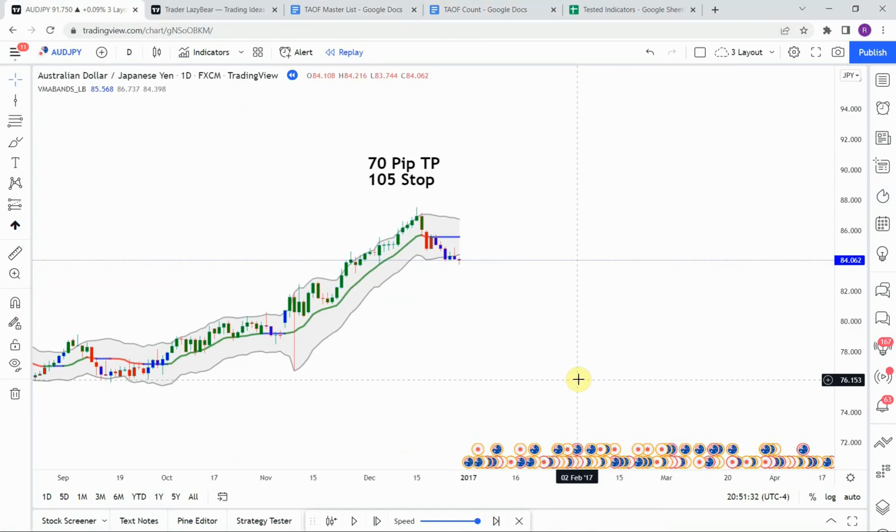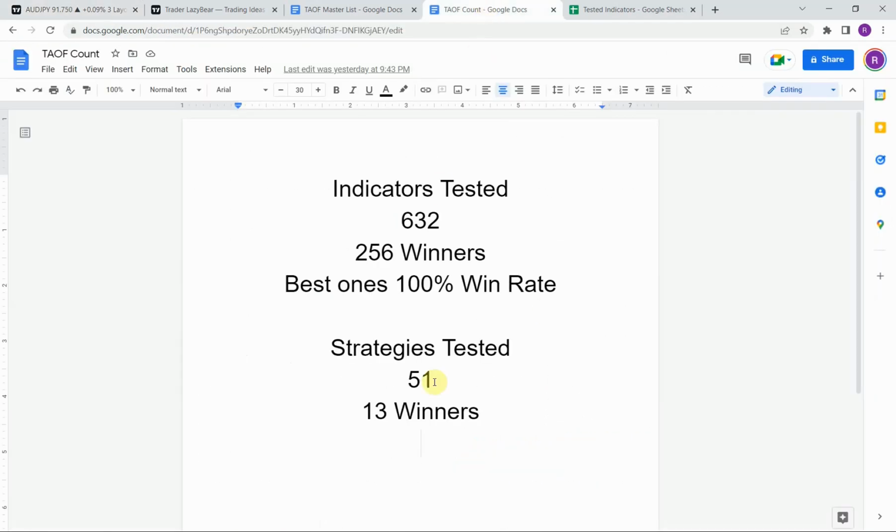Alright, as I said, today we will be testing the variable moving average bands. Before we do though, I wanted to put the testing scoreboard up for everyone to see. So to date, we have tested a total of 51 different strategies, with 13 of them being profitable. We have also tested a total of 632 indicators, with 256 of them being winners. The best ones so far were able to achieve a 100% win rate.